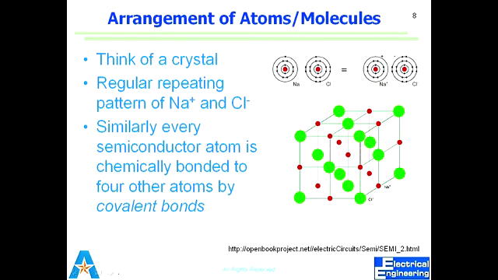What we want in a semiconductor is long range order, what we call a single crystalline structure. So there is no break in that structure. We call it a single crystalline structure. It's also called a lattice.